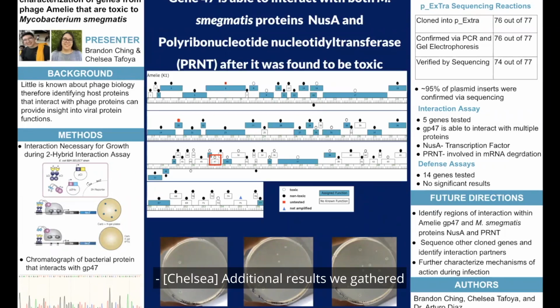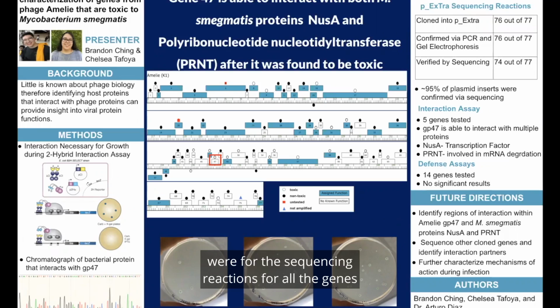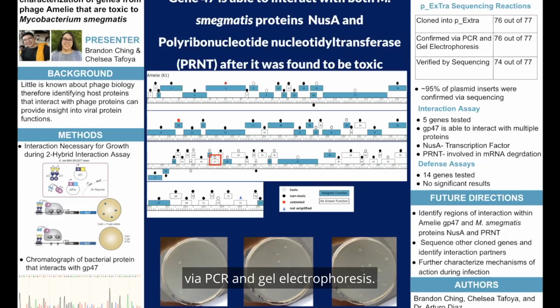Additional results we gathered were for the sequencing reactions for all the genes we managed to clone into the P extra plasmid. We were able to clone 76 out of the 77 genes. We were able to confirm all 76 via PCR and gel electrophoresis. Out of the 77 genes, we were able to successfully verify 74 of those genes via sequencing. In total, we were able to confirm 95% of the plasmids via sequencing. Additionally, we were able to perform interaction assays for 5 genes.